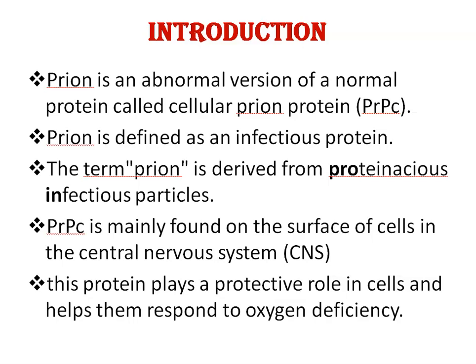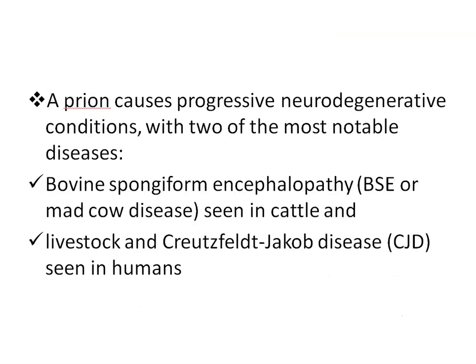PrPc is mainly found on the surface of cells in the central nervous system, but it is also located in other bodily tissues. Although the specific role of PrPc is not clear, research studies showed that this protein plays a protective role in cells and helps them respond to oxygen deficiency. Prion causes progressive neurodegenerative conditions, with the two most notable diseases being bovine spongiform encephalopathy, BSE or mad cow disease, seen in cattle and livestock, and CJD, seen in humans.